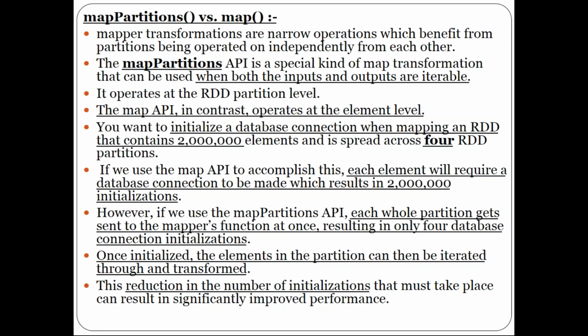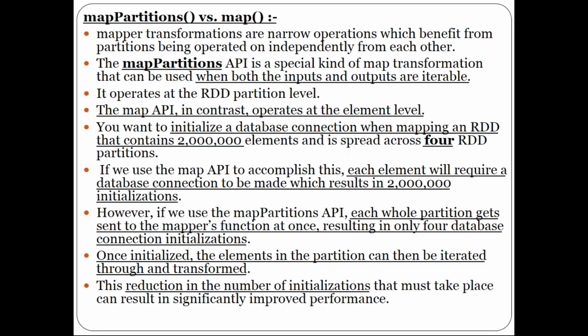The map transformations API is a kind of map transformation that can be used when both inputs and outputs are iterable. Iterable means it keeps on counting, +1, +1, +1. It has to pass through each of the elements in the RDD to give you the result. Your input is an iterable, your output is also iterable. That is the difference between mapper transformations and map partitions. Map partitions is used in the transformations where your input and output both are iterable.